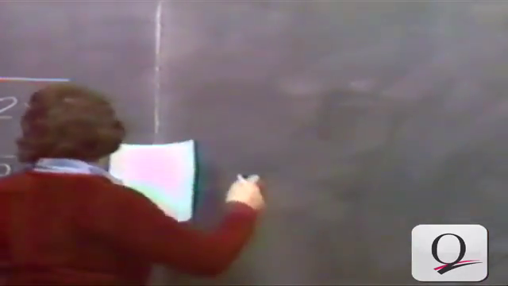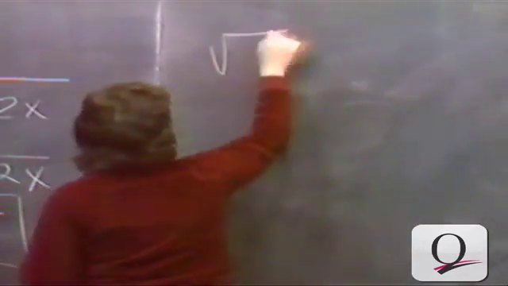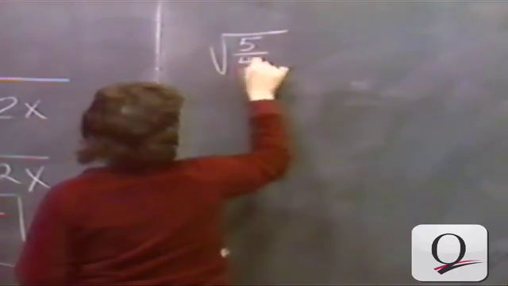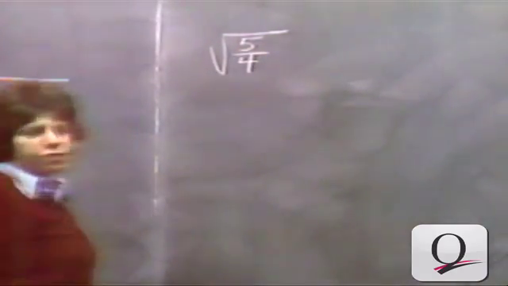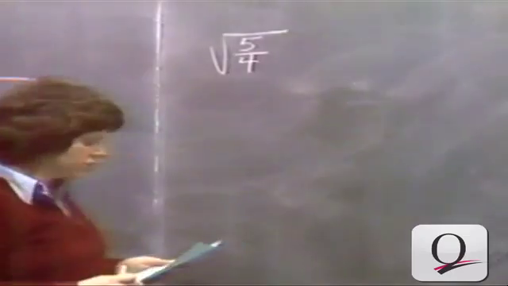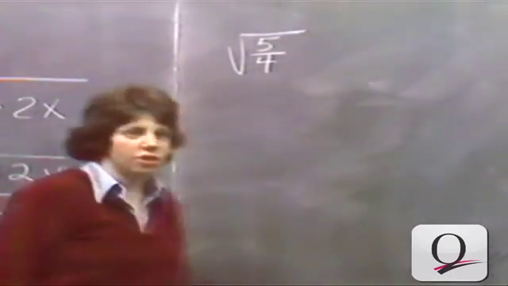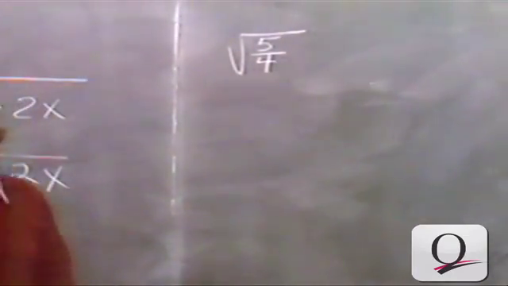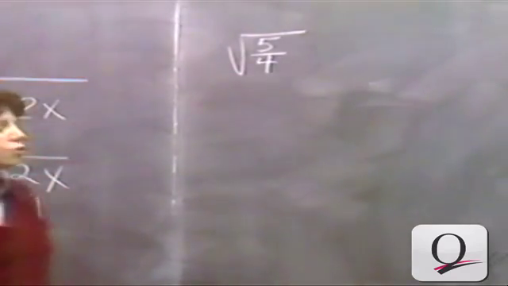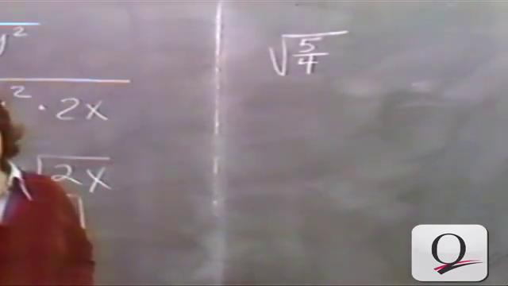Okay, now we're going to consider the square root of 5/4. For the first time, we have a fraction under the radical sign. If you remember our characteristics of simplest radical form, part 2 was that there should be no fractions under the radical sign.